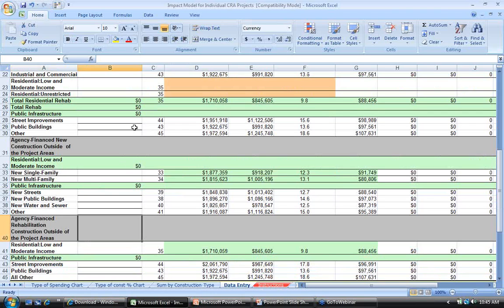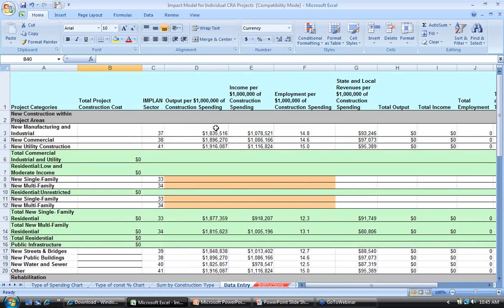The most important thing is to get things in the right sector, because these sectors are what determines the size of the multipliers. All right, so let's just go across on one row. For new manufacturing industrial, we find that each $1 million in construction spending generates 1.8 million in total business revenues or output. So the multiplier is essentially 1.83.